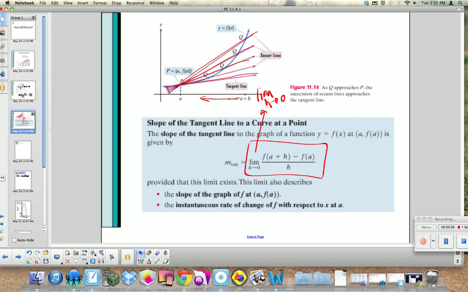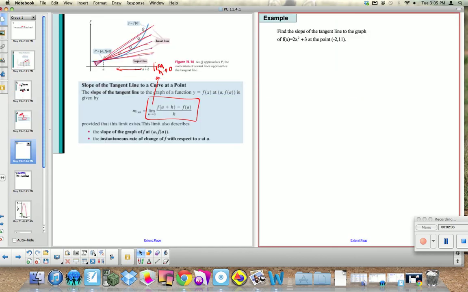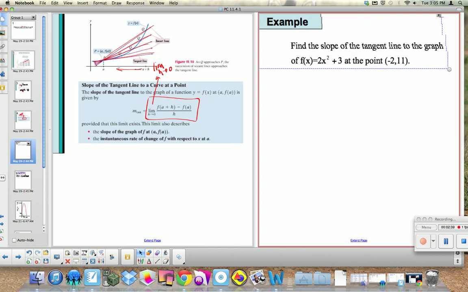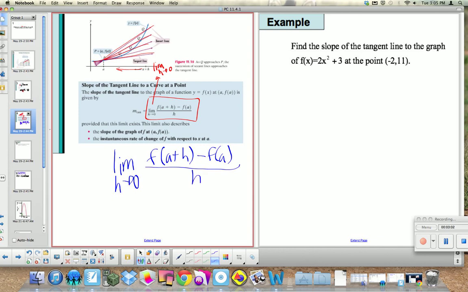This is just kind of a lot of math talk, but let's look at an actual example so you can see what I'm talking about. We're looking for the slope of the tangent line to the graph of f of x equals 2x squared plus 3 at the point negative 2, 11. So here's the formula we're going to be using. The formula for this slope is always the limit as h approaches 0 of the slope formula that we developed in class today. We're going to look as h gets closer and closer to 0. That's the formula for the slope of the tangent line.